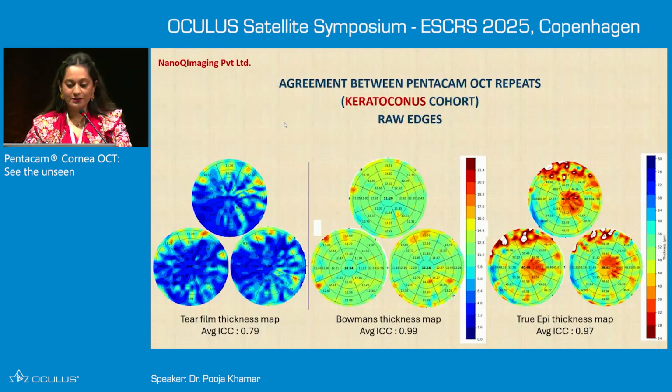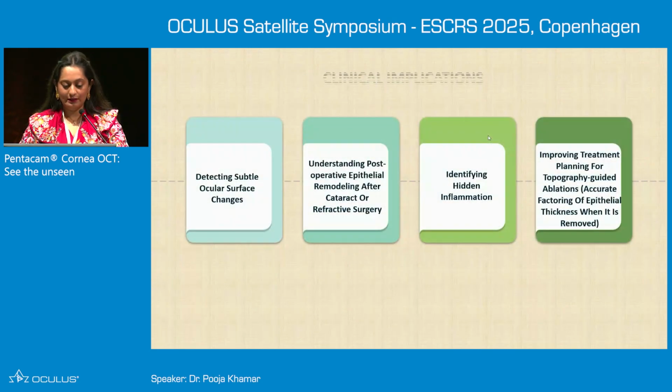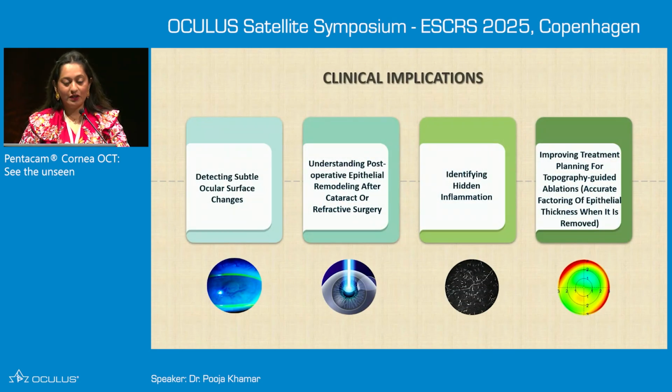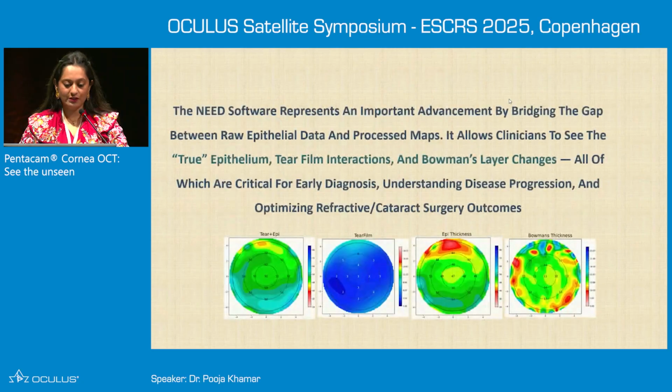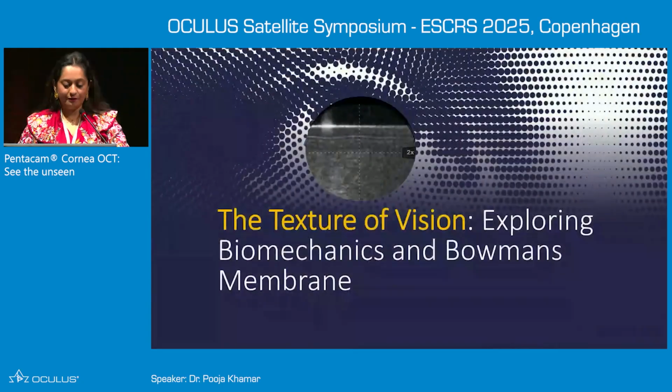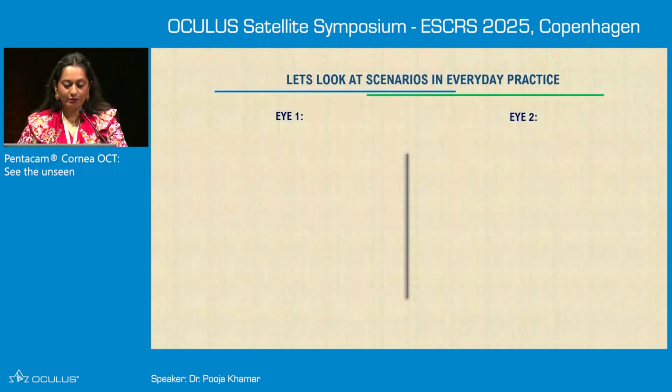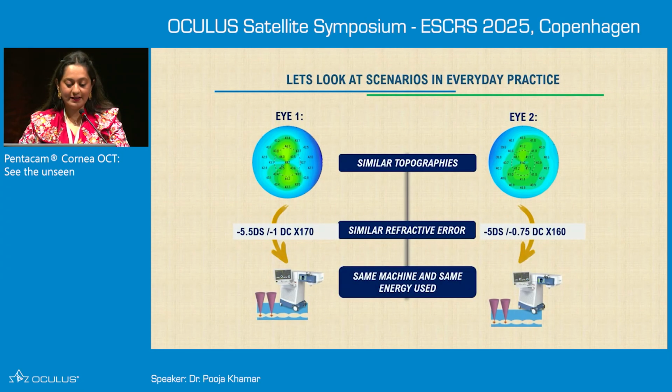So this is what it gives us, and this is for a keratoconus patient, again maintaining the tear film thickness we need to work on, but otherwise the repeatability of Bowman's membrane and the true epithelium thickness map is above 0.96, which is excellent. So yes, this will help us to detect subtle ocular surface changes, understand post-operative epithelial remodeling after cataract or refractive surgery, identify hidden inflammation, and also help us to plan our treatments in a better process with this software. Looking at biomechanics and Bowman's membrane, we all do a lot of CLEX surgeries.